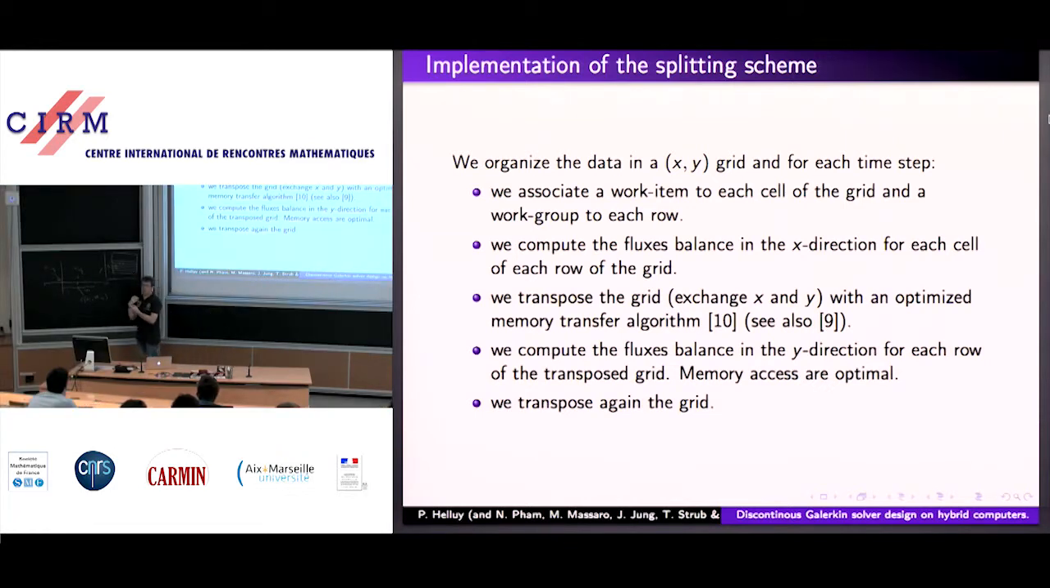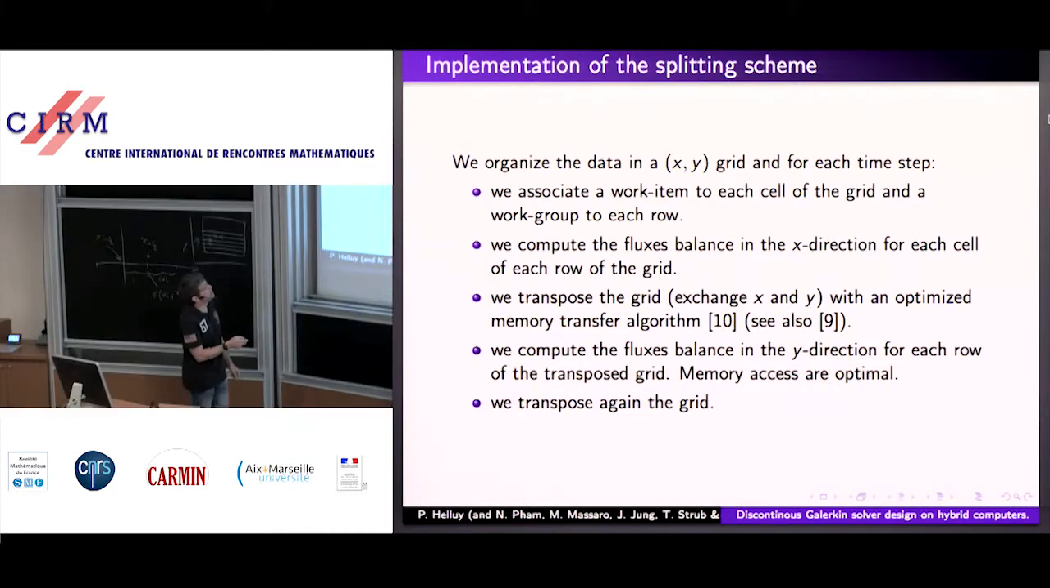So you have to perform an optimized transposition algorithm if you want to be efficient. This is explained here: we have to use an optimized memory transfer algorithm. And then we transpose the grid again, and we can recommence, as Bruno Després would say.